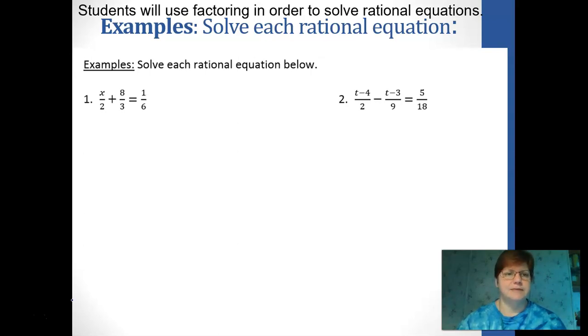Number 2 is we need to find a least common denominator. Well, our denominators are 2, 3, and 6. So if I count by 2's, and I count by 3's, and I count by 6's, the smallest number in all 3 is 6. So what I'm going to do is multiply both sides of my equation by 6.